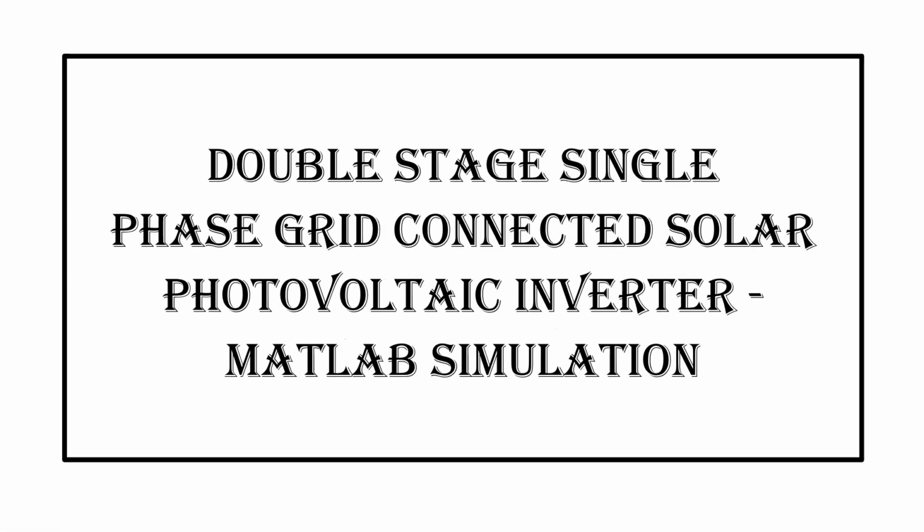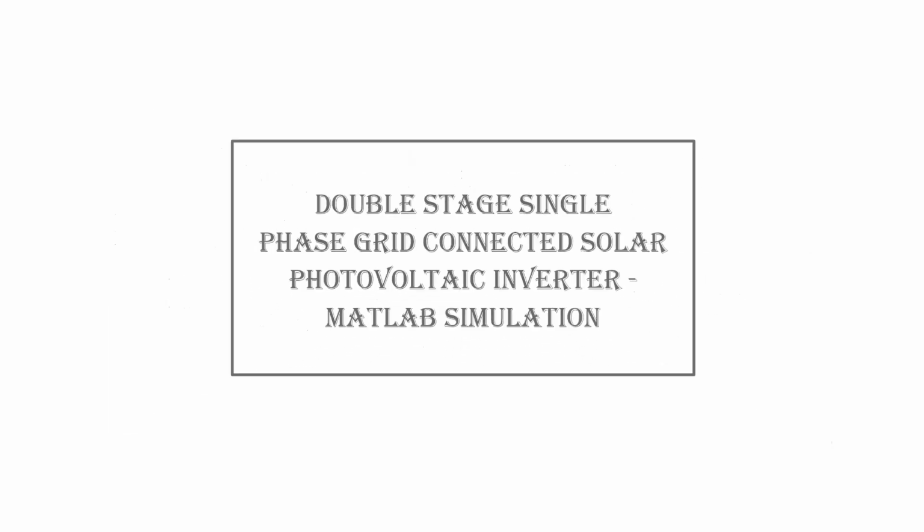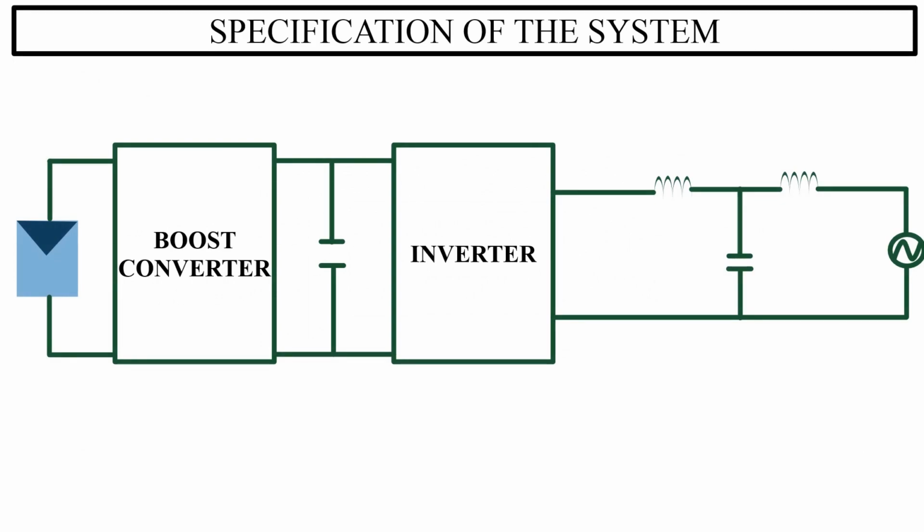Our today's discussion is on simulation of double-stage single-phase grid-connected solar photovoltaic inverter using MATLAB. This is the basic structure of a double-stage single-phase solar photovoltaic inverter. In a double-stage system, the solar PV is first connected to a boost converter. The output of boost converter is then connected to the inverter, followed by an LCL filter, which is connected to the grid.